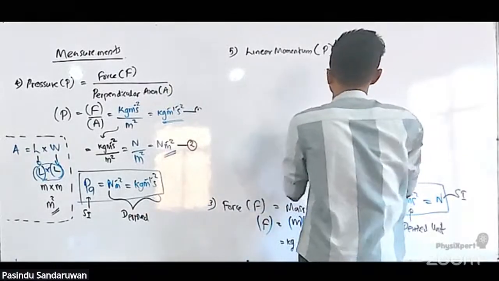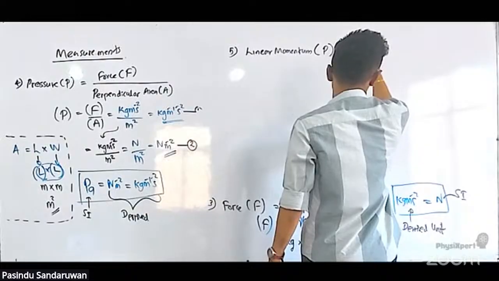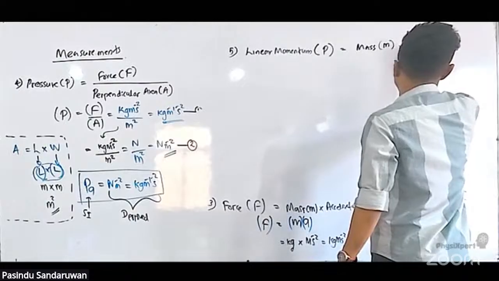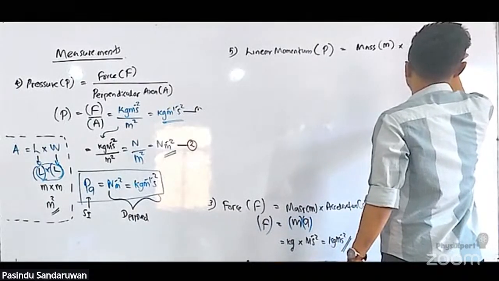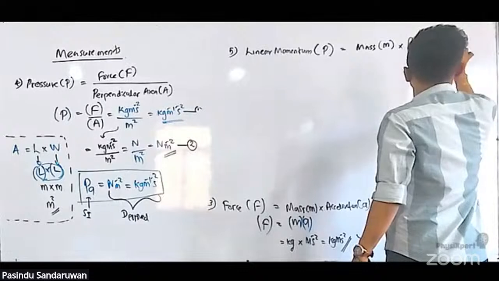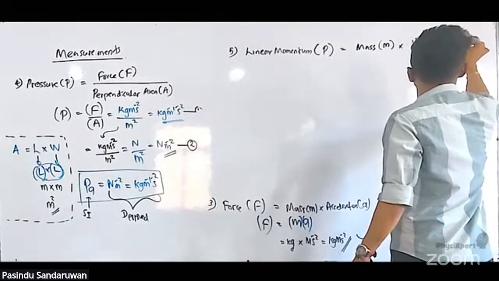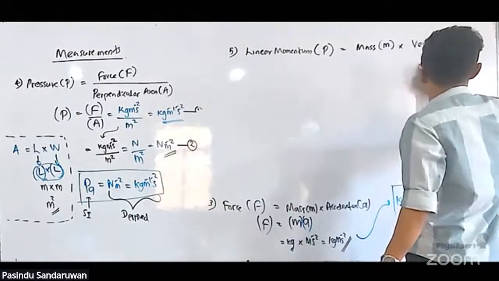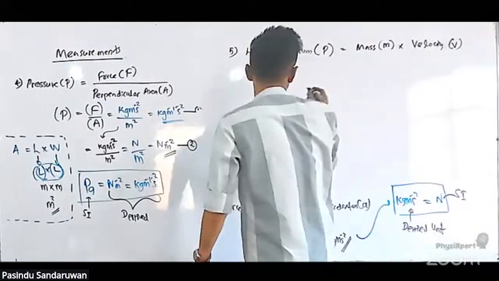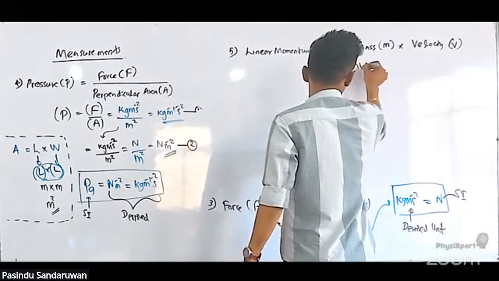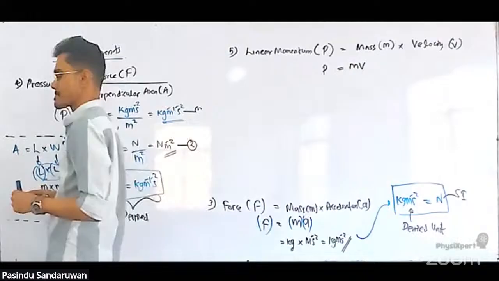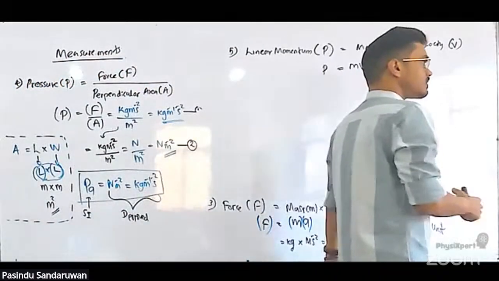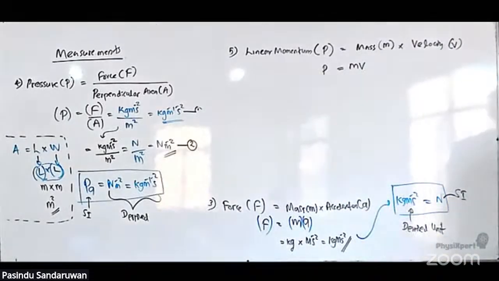Linear momentum is mass into velocity. Mass, simple m, times velocity, V. Mass into velocity. Linear momentum. Find the units now. Find the fundamental units. And as an equation, this is P equals mv. You have this equation, right? Mass into velocity.